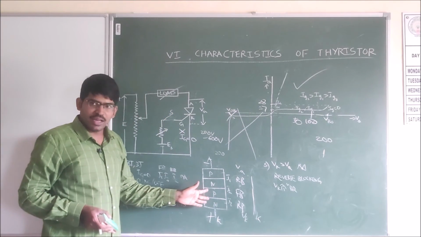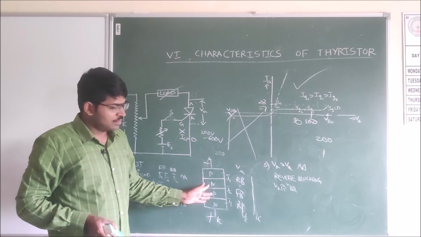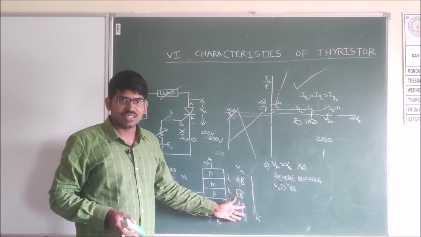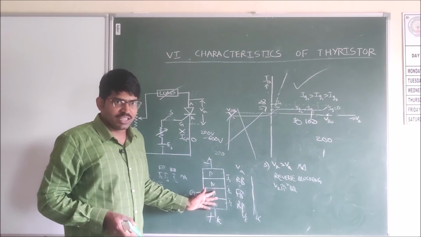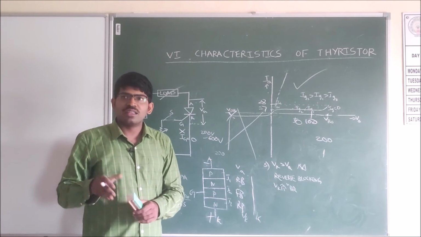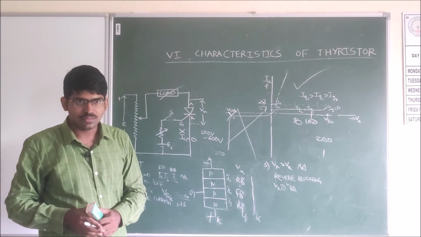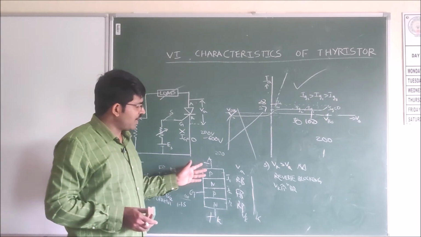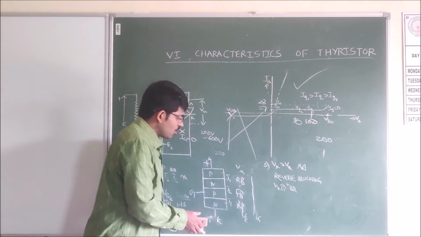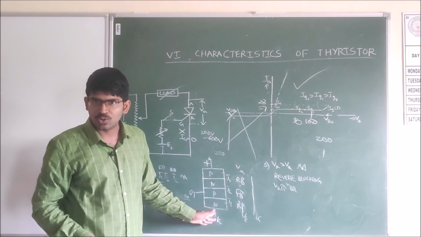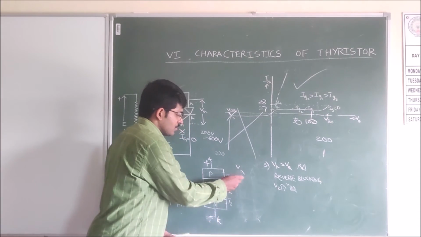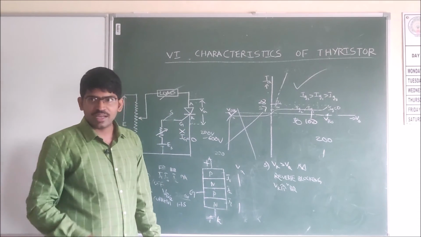Thyristor is having how many layers? How many terminals? How many junctions? What are the three terminals? What are the three junctions? Okay, initially we have given positive to the anode, negative to the cathode, meaning the anode voltage is more compared to the cathode. At that time, which junctions are forward biased? Which is reverse biased?